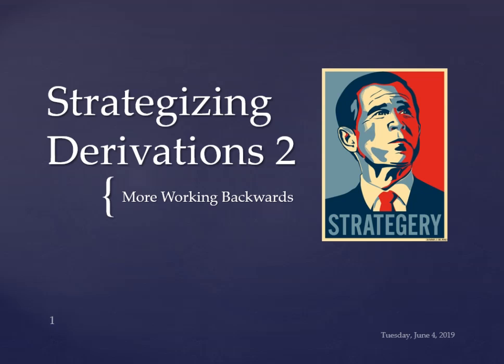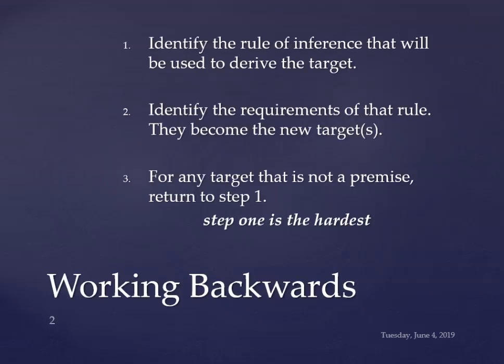Okay, so here's the thing. Again, here's the strategy, right? We talked about this in the last lecture. You have to identify the rule of inference that will be used to derive your target. That's the most important thing: think about your target. Start with that. Don't look at your premises just yet. You look at those when you need to. But the first thing you have to do is figure out which rule of inference you're going to use to get that target. So always zero in on that.